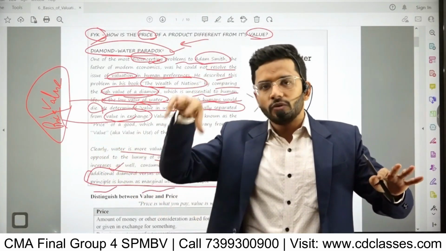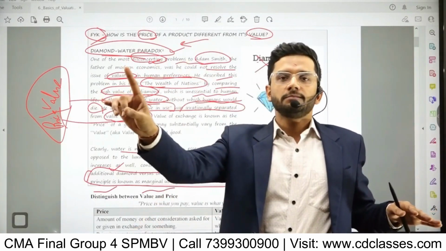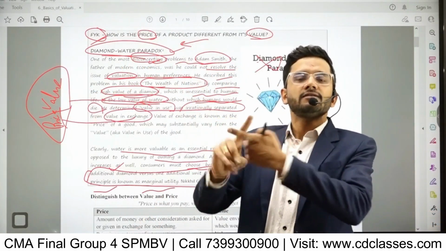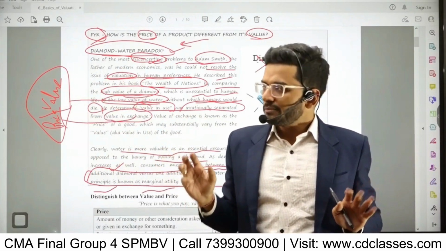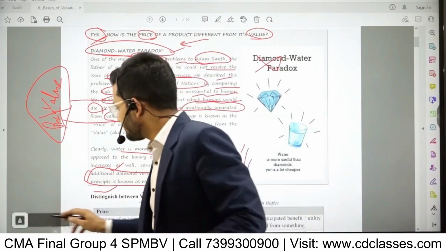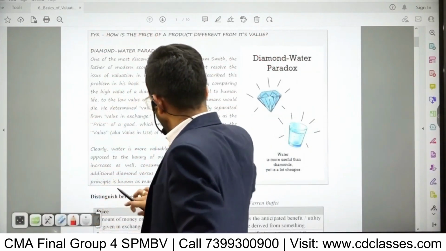And in this subject we are going to delve into value and not price. Price is an economics concept. Demand-supply intersection is an economics concept. We are not going to go into details of pricing, but we are going to focus on valuation. Now what is the difference between value and price?